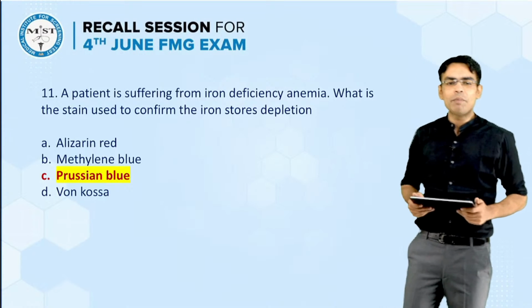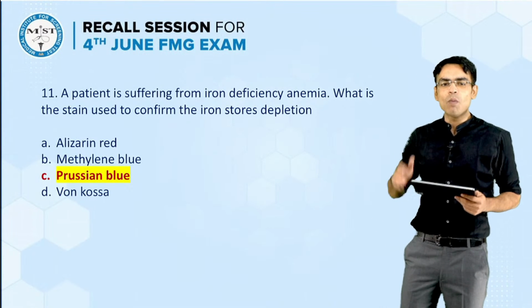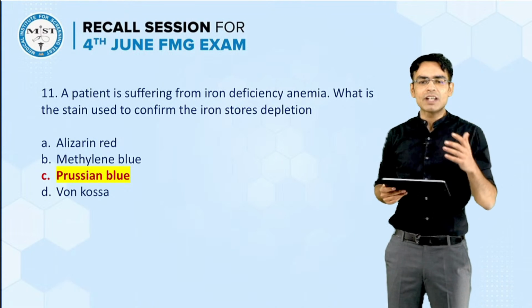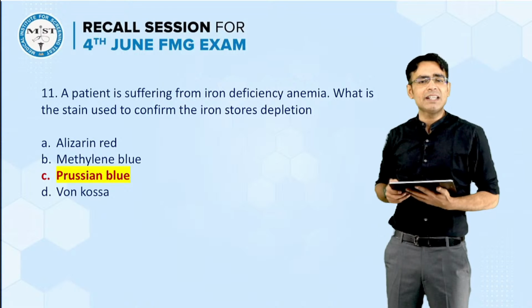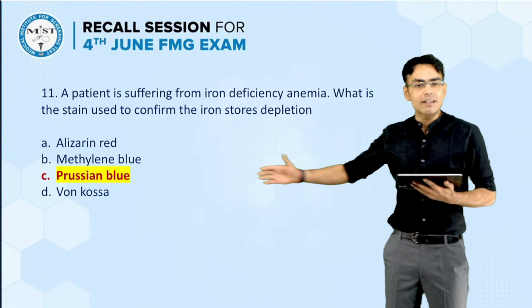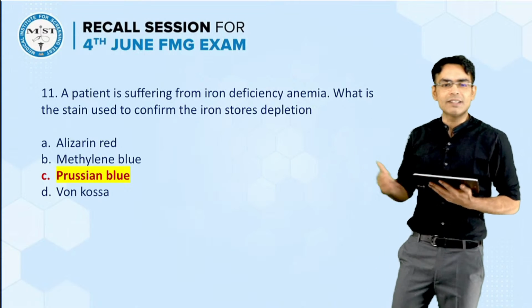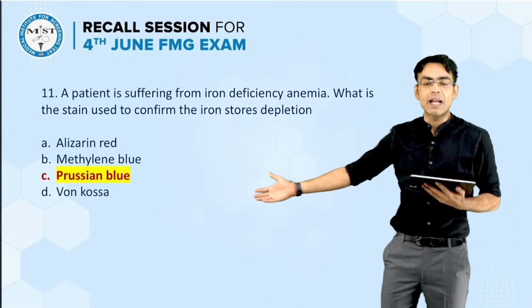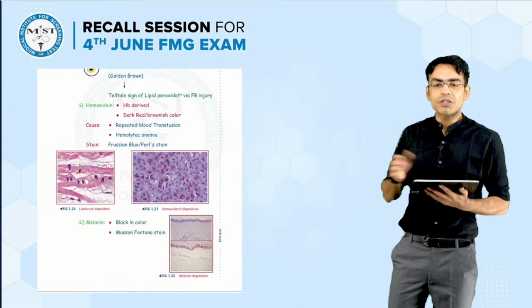11th question: a patient is suffering from iron deficiency anemia. What is the stain used to confirm the iron stores depletion? So they've already mentioned that iron deficiency anemia is happening, and they're asking about the stain for iron. We have discussed this in the classes again. The correct answer is Prussian blue. Alizarin red can't be. Methylene blue is for reticulocytes. Prussian blue is for iron, and Von Kossa is for calcium. So Prussian blue is the stain.